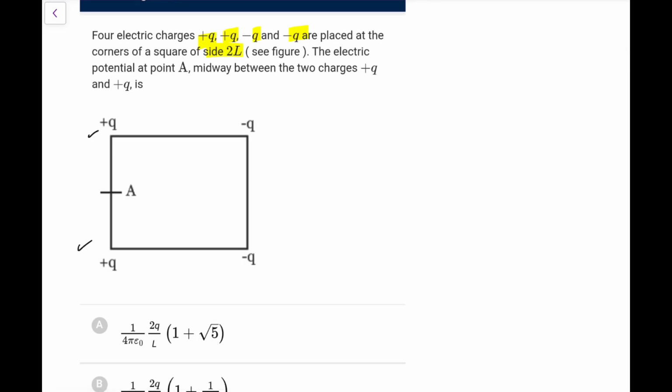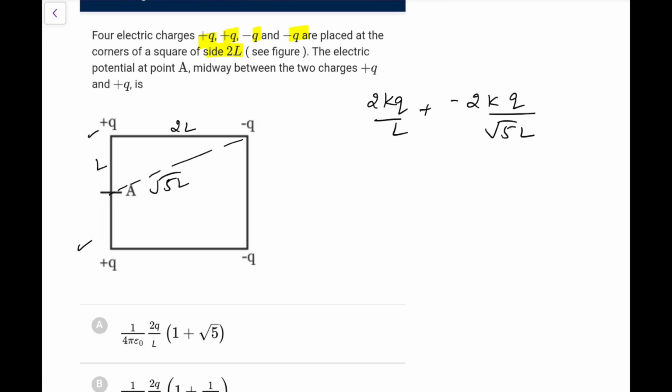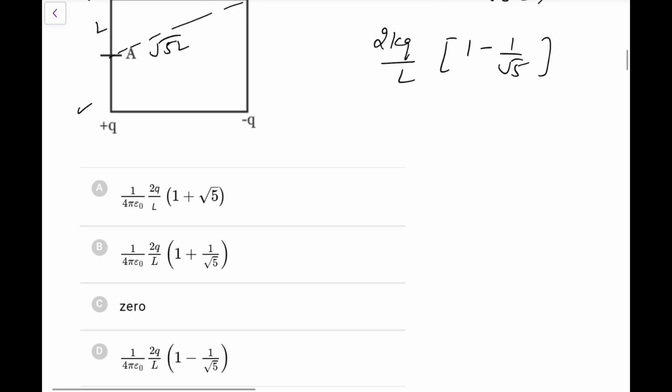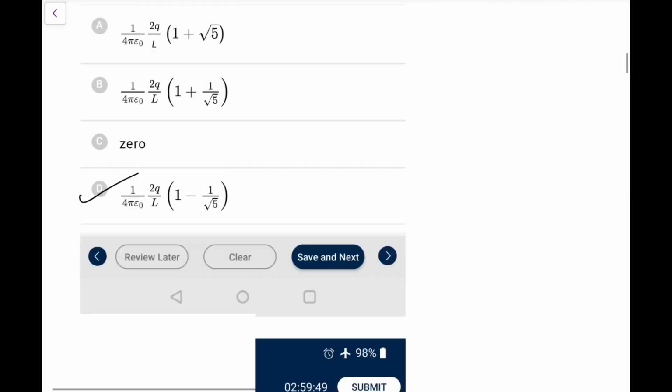So because of these two, it would be twice of kq by L. Now this is 2L, this is L, this would be root 5L, minus 2kq upon root 5L. So what you will have is 2kq by L, which I can take common, times 1 minus 1 by root 5. So 1 minus 1 by root 5, which is option D, go for it. Next one.